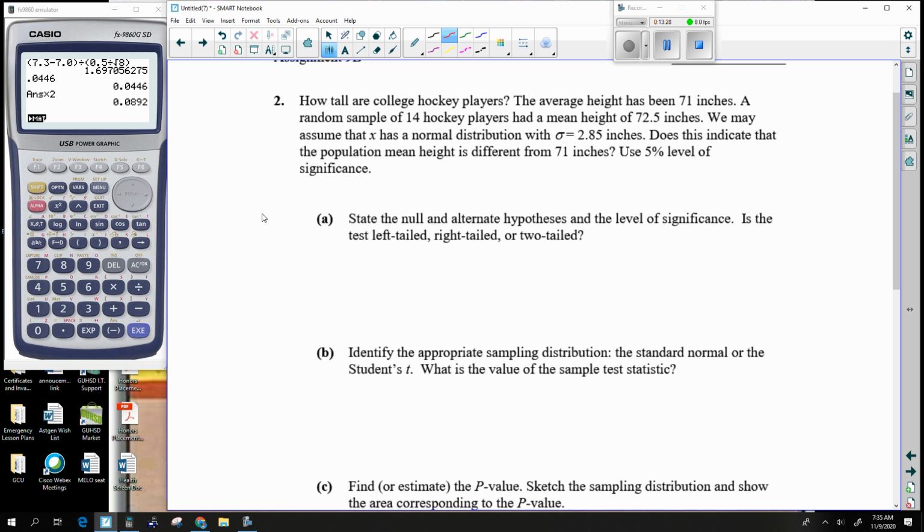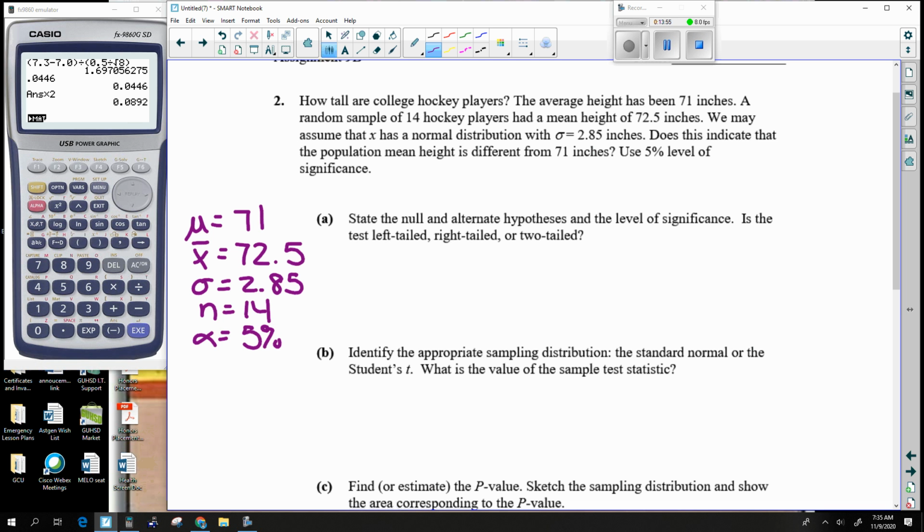All right, so here we go. Historically, the average height of hockey players is 71 inches. However, we took a sample, and our sample had hockey players at a height of 72.5. We have a standard deviation of 2.85, a sample size of 14 hockey players, and we want a level of significance of 5%.